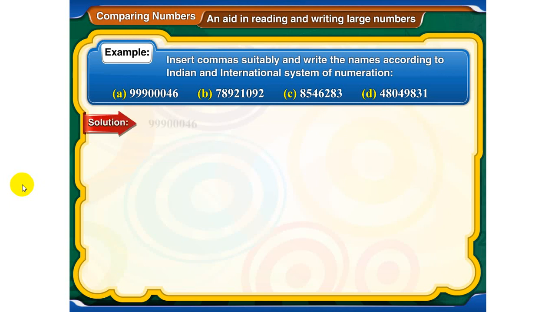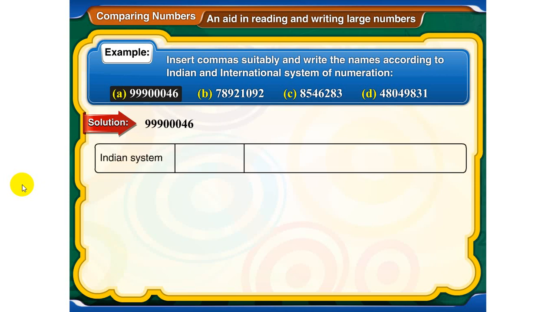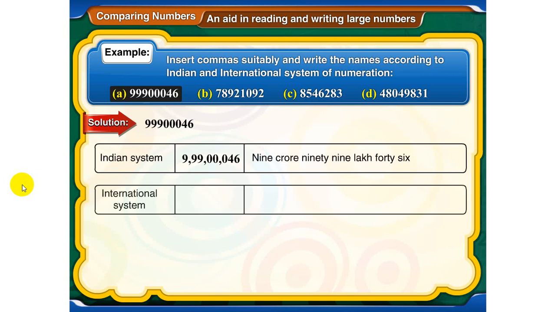Solution: A. 9 crore 99 lakh 46. Insert commas in Indian and international system as follows. In Indian system, this number is read as 9 crore 99 lakh 46, and in international system it is read as 99,900,046.